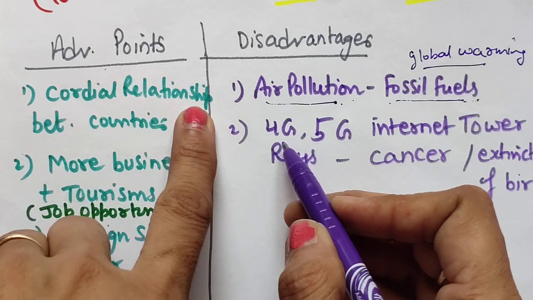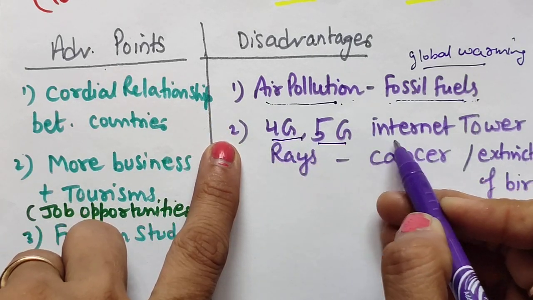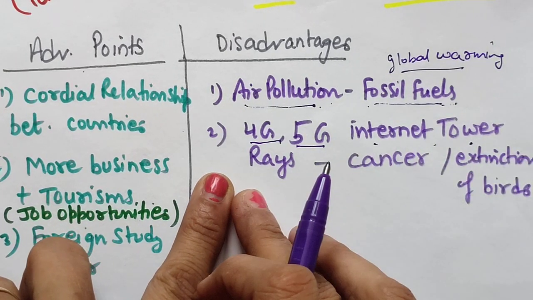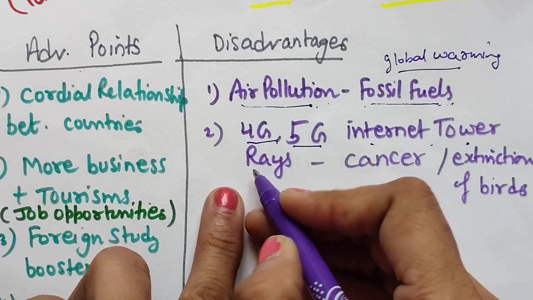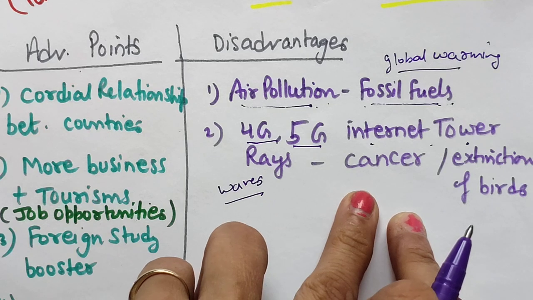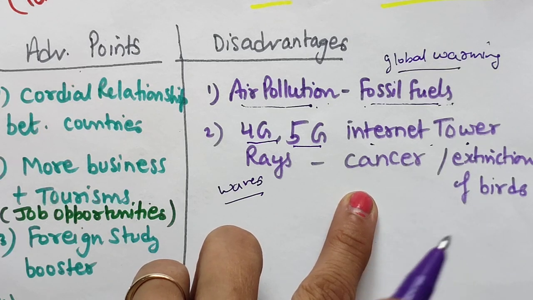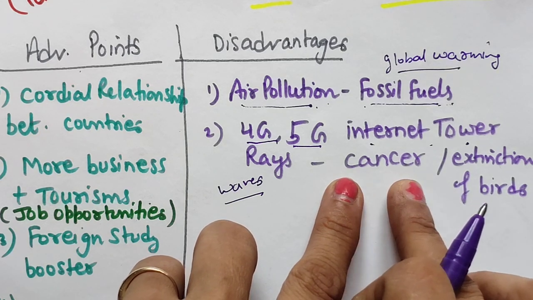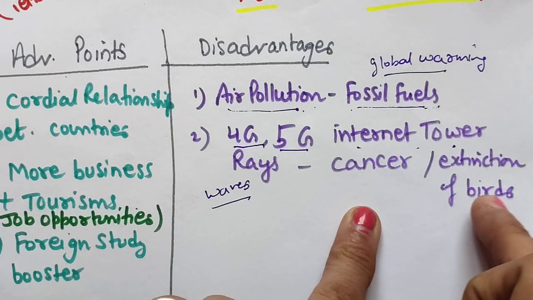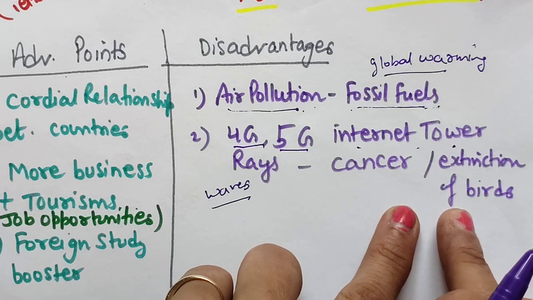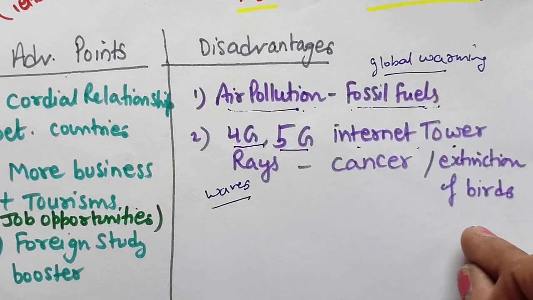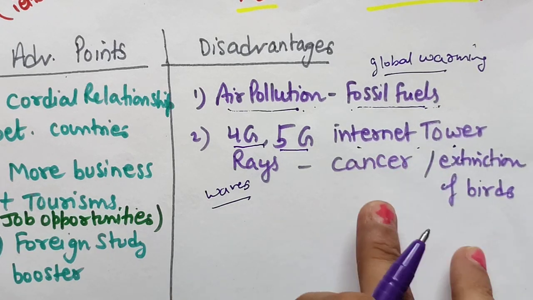And next I will be explaining about 4G, 5G internet towers. Towers are being set up everywhere in this world, and those towers are giving some harmful waves to the society and the environment. Due to this, human beings also suffer, and the dreadful cancer disease is coming up because of these harmful waves. And of course, in my country I know some birds have become extinct from this world, such as sparrows. So small sparrows nowadays are not visible around the cities and all.